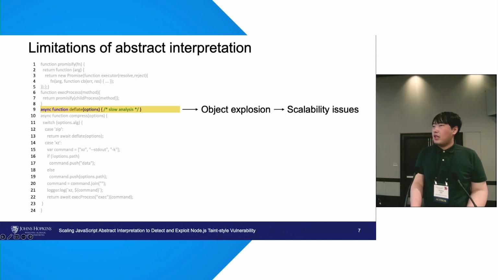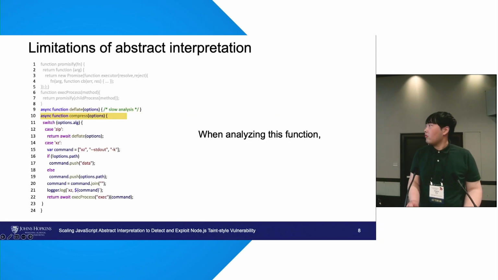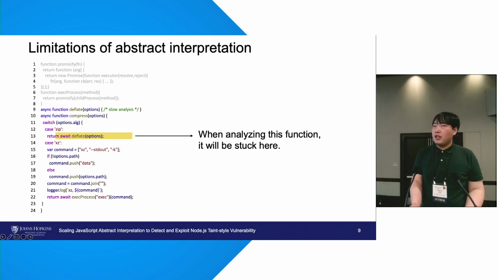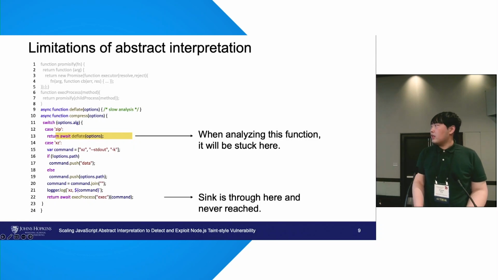However, abstract interpretation has its own limitations. For example, at line 9, the zip algorithm is a function that creates an exponential number of objects, slowing down the analysis, and making the analysis unable to scale. Therefore, when analyzing the function compress, it will be stuck here. However, the sink needs to be reached through this statement, and thus the sink will never be reached.